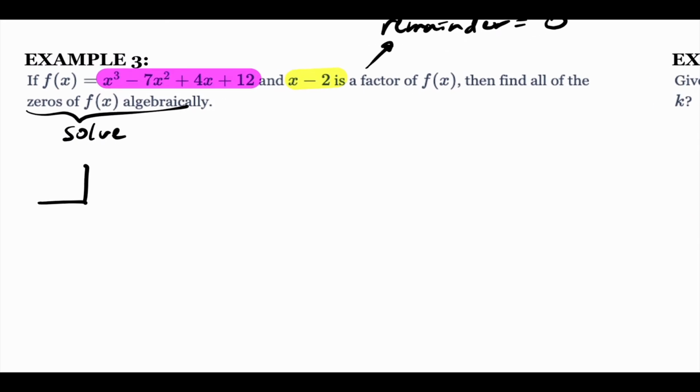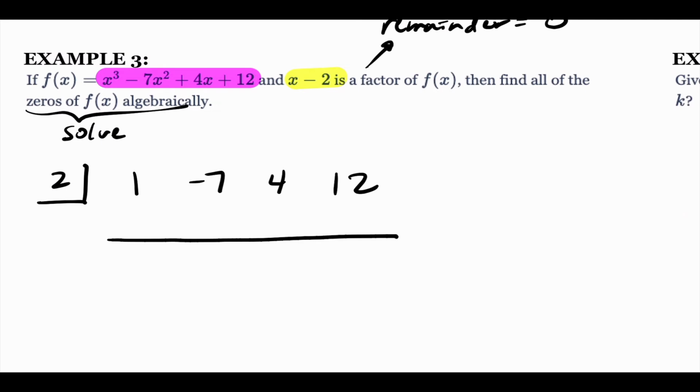Okay. So what number is going to go inside the little house? Plus 2. Good. Plus 2. And then the coefficients are going to go in front. 1, negative 7, plus 4, plus 12. Do I need any placeholders for this guy? No, I don't think so. I got 3, 2, 1, no power. Good. Okay. And then draw my line. Synthetic division. First guy goes straight down.